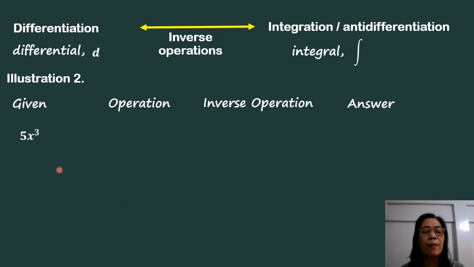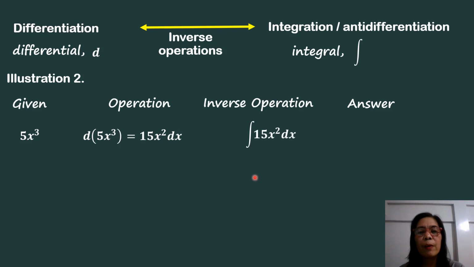So let us have the function 5x cubed. Finding the differential of 5x cubed, applying appropriate differentiation formulas, will give us 15x squared times the differential of x. Applying now the inverse of differentiation, which is integration, integrating 15x squared dx must give us back the function 5x cubed.